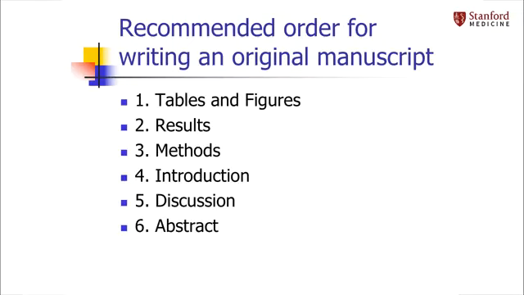Abstract means to pull out. You are pulling out bits and pieces of the other sections. So it's much easier to write after you've already done the other sections. So this is the order I recommend writing manuscripts in, and I'm going to go over the sections in this order in my lectures for this week.